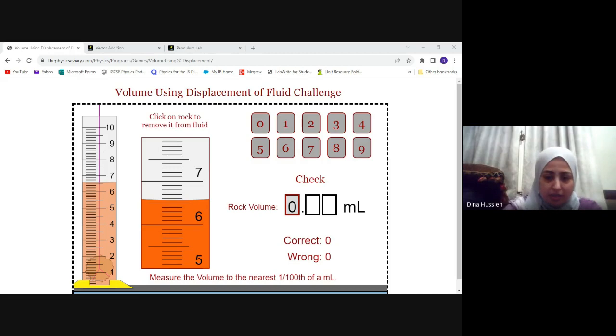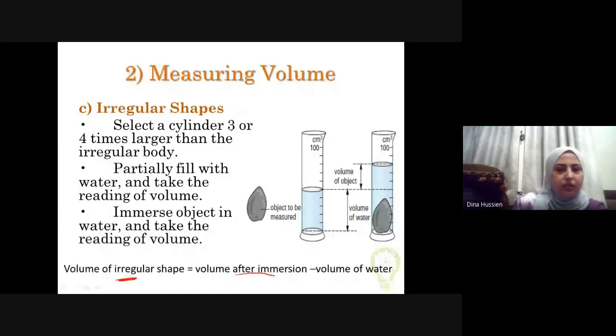Let's go back to our presentation. Thank you so much for your collaboration. So here we have our precautions. As you can see, select a cylinder 3 or 4 times larger, as large as you can. And of course, partially fill it with water. We can write this in our precautions: partially fill it with water. It should be approximately half of the cylinder's maximum, or by eye slightly bigger than the volume of this shape.